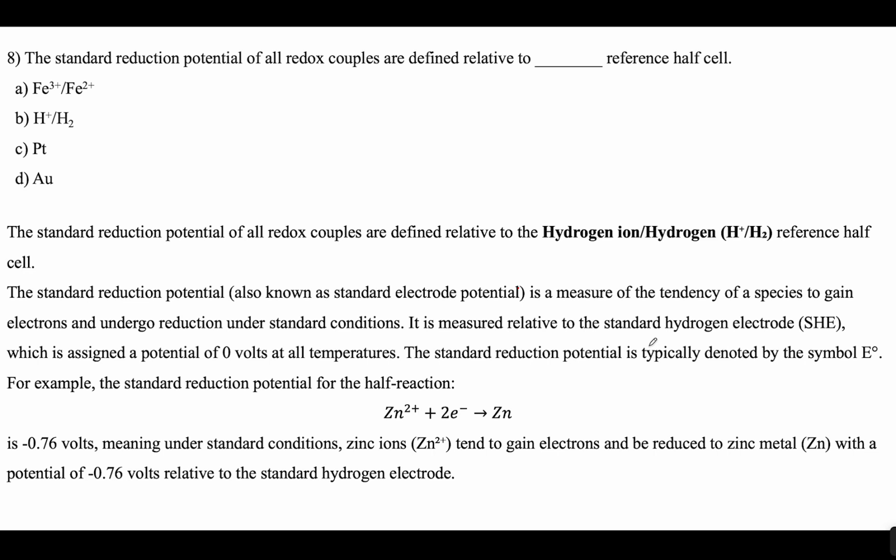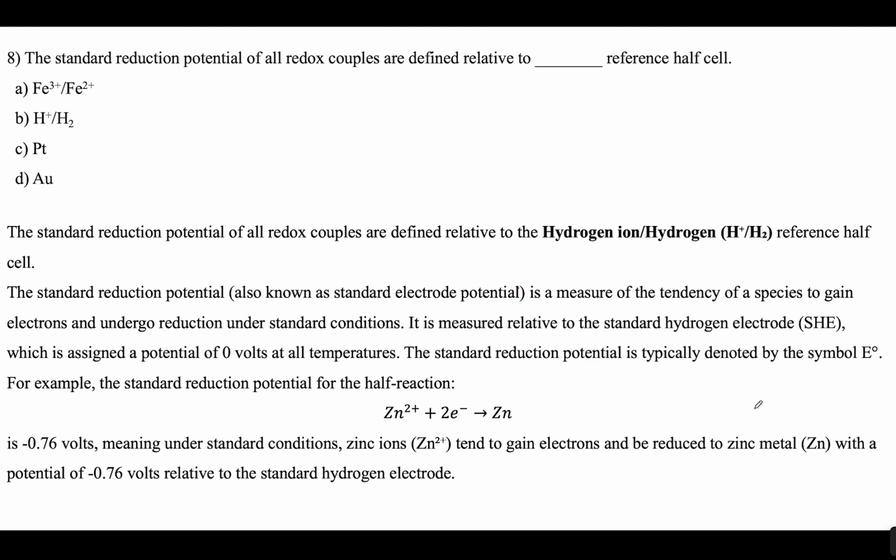The standard reduction potential of all redox couples are defined relative to the hydrogen ion and hydrogen reference half cell. The standard reduction potential, also known as standard electrode potential, is a measure of the tendency of the species to gain electrons and undergo reduction under standard condition. It is measured relative to the standard hydrogen electrode, which is assigned a potential of 0 volt at all temperatures. The standard reduction potential is typically denoted by the symbol E0.